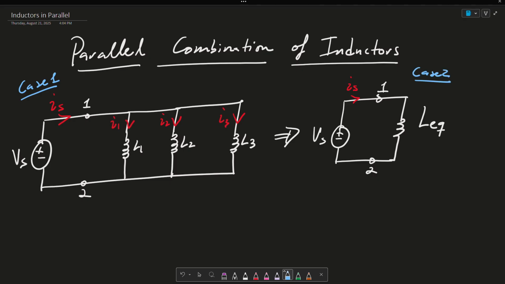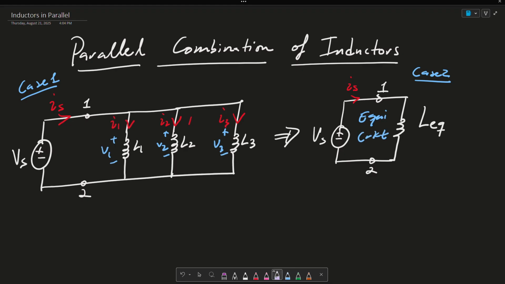I know that the current entering here has to equal the currents leaving, right? Because it's entering a node. So the current entering the node has to equal the current leaving the node. And I also know that since the inductors are in parallel, the voltage drops across L1, L2, and L3 have to all be the same. So let me call this plus minus V1, plus minus V2, and plus minus V3. And the last thing I want to label here is that this is what I call my equivalent circuit.